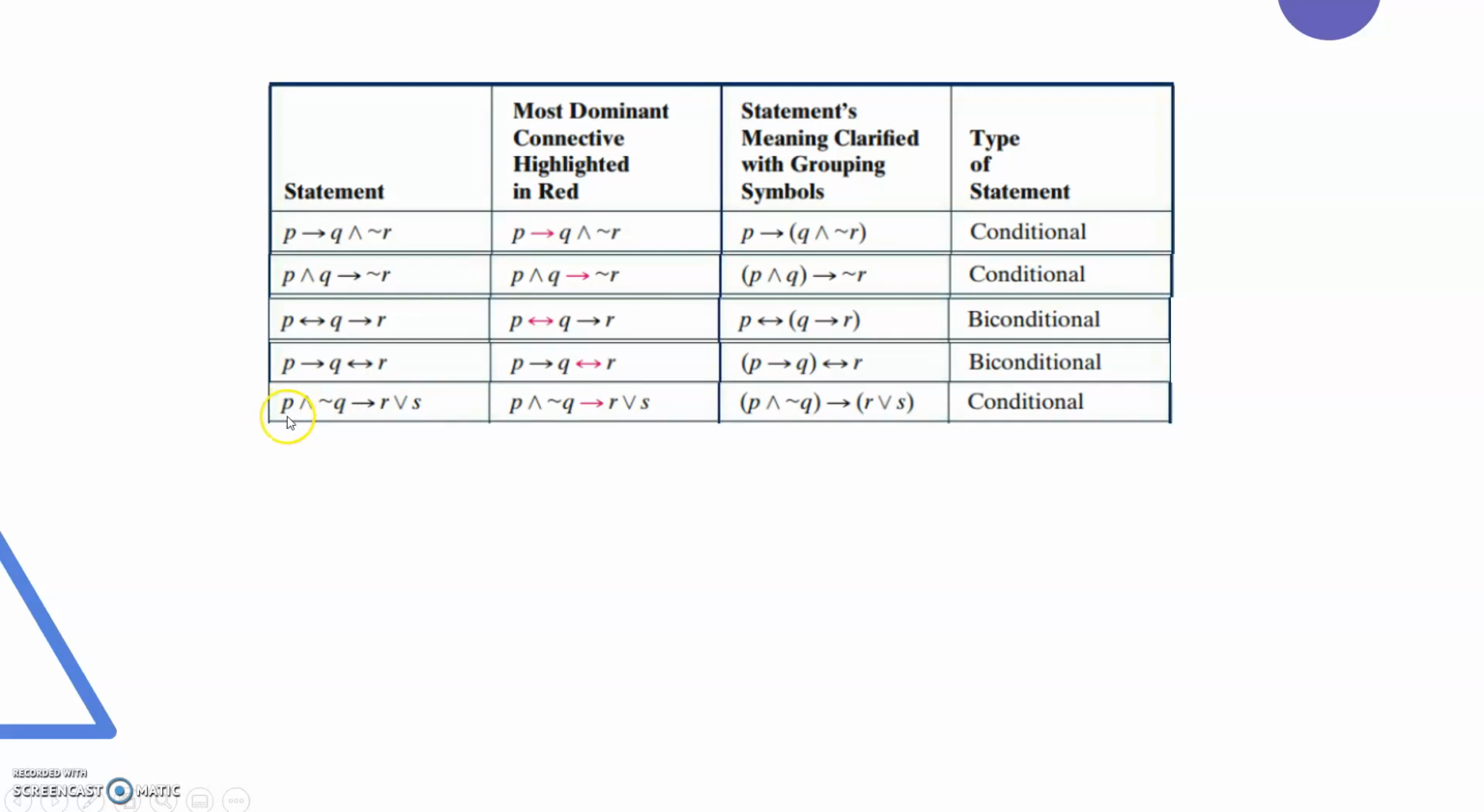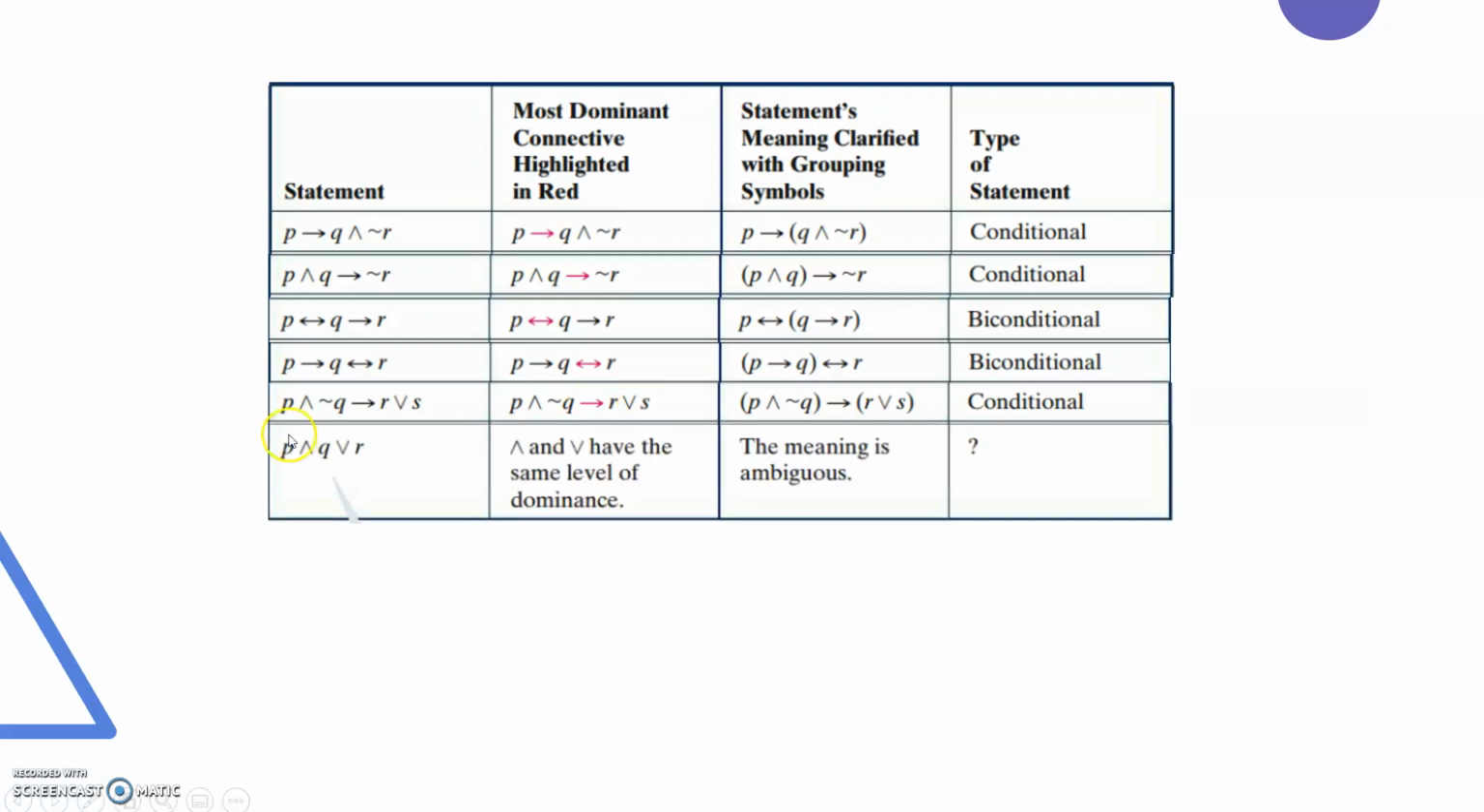All right, this one reads P and not Q implies R or S. The one with the strongest dominance is the if then, the biconditional, not the biconditional, the conditional. One way is conditional. So there are actually two before and there are two after that I can group. So I'll group both of those. Group the P and not Q together and group the R or S together. This will be considered a conditional because the conditional has the strongest dominance in this particular statement.